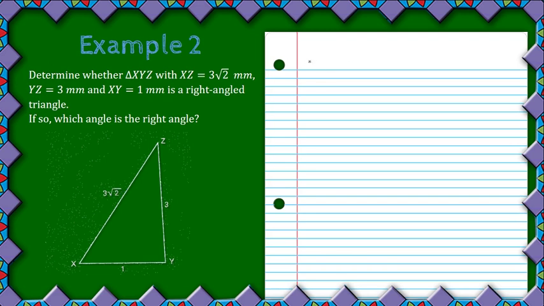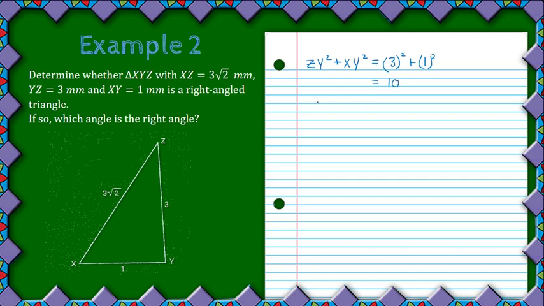Alright, so now we need to see whether ZY squared plus XY squared is equal to XZ squared. So first we calculate ZY squared plus XY squared. That would be 3 squared plus 1 squared, which is just 9 plus 1, so that's equal to 10.